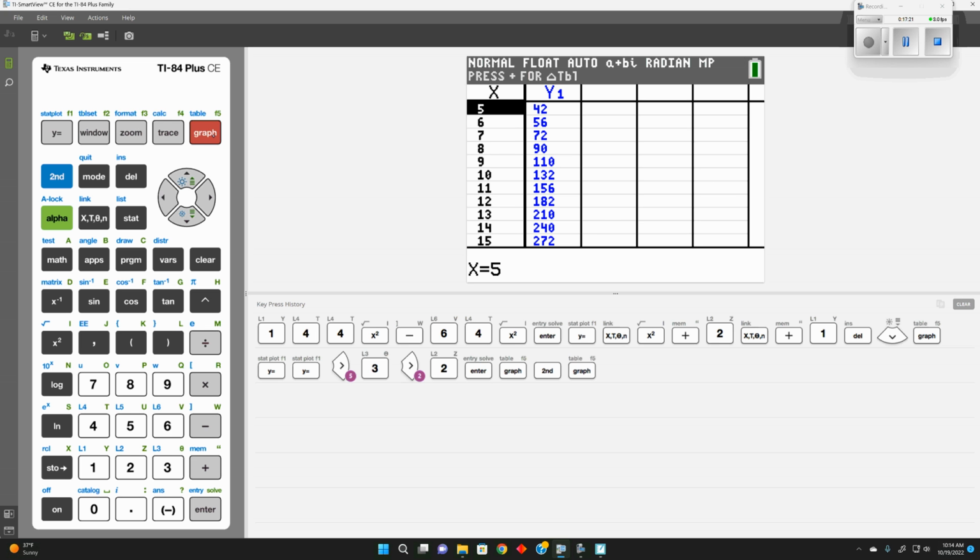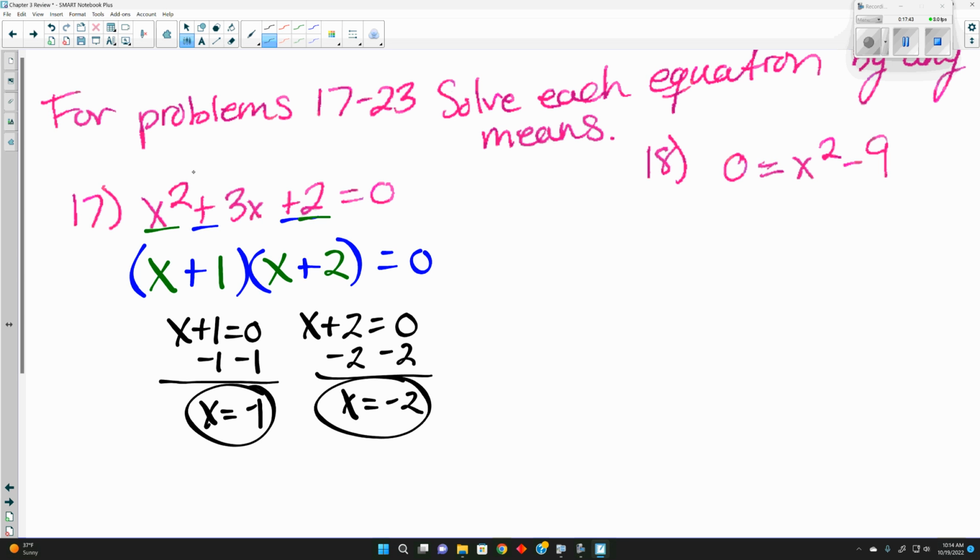If we go second graph, it pulls up a table. So at -1 and -2, the y values are 0. Because again, we're trying to see what value of x will make the y be 0, not x. Not what values x is 0, but what values y is going to be 0. So, -1 and -2. Questions on 17? Questions on 18?